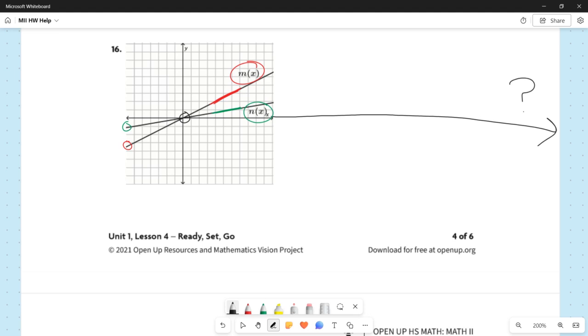So for 16, our correct answer is that m of x is going to be increasing faster, not just on the right, but throughout the entire graph. M of x is increasing faster because these are linear functions, and m of x has a larger slope than n of x because m of x is steeper.